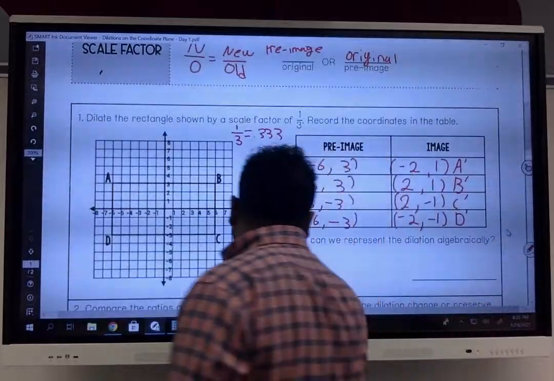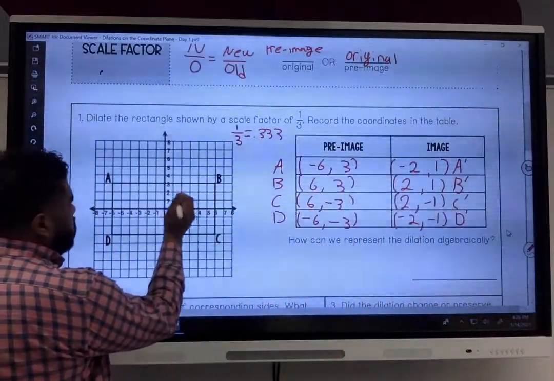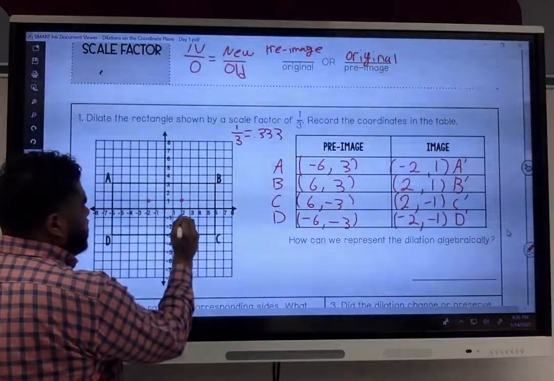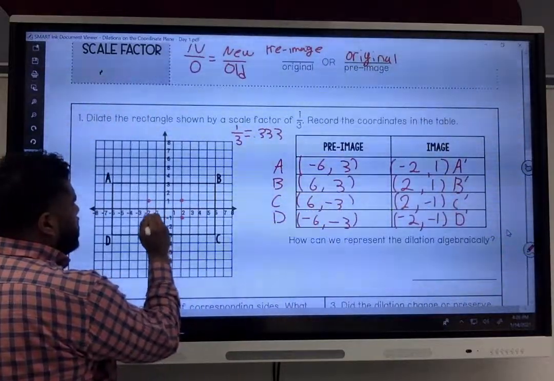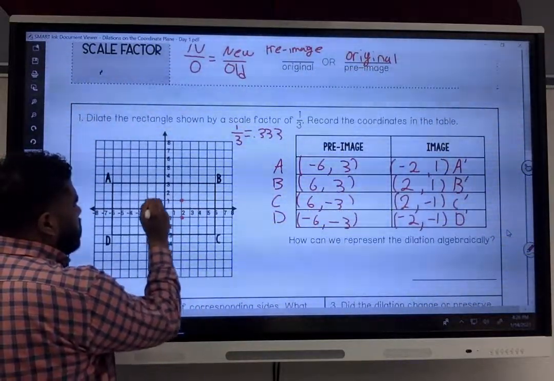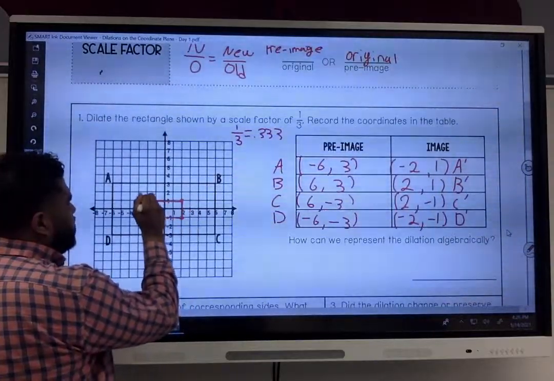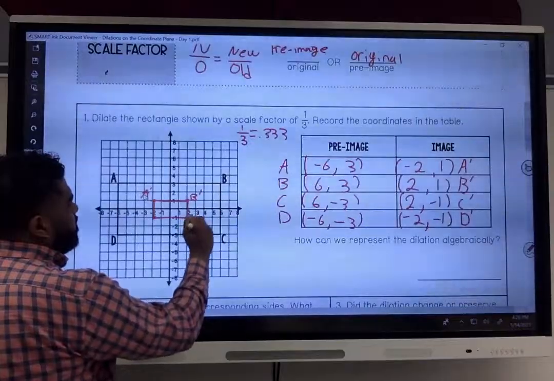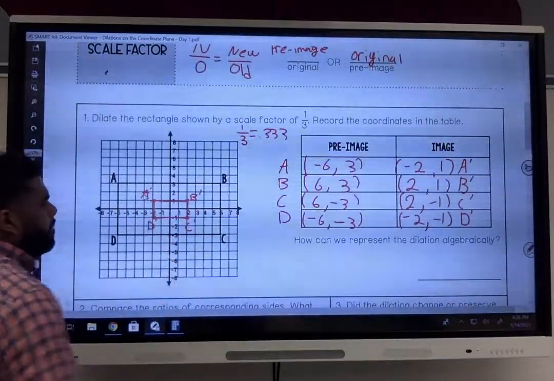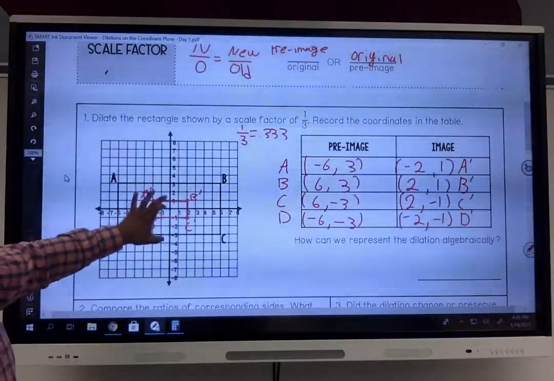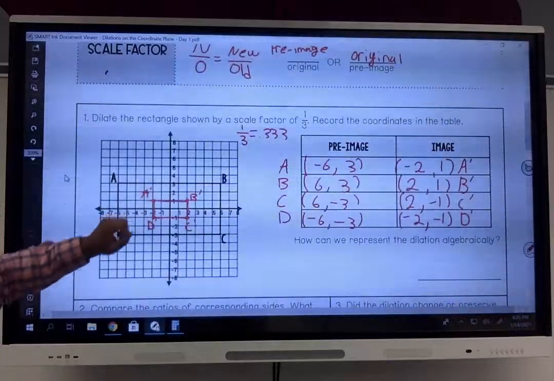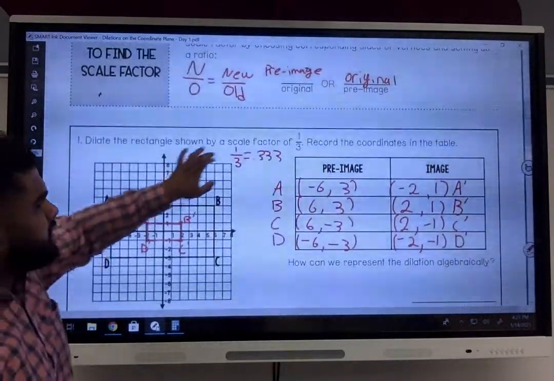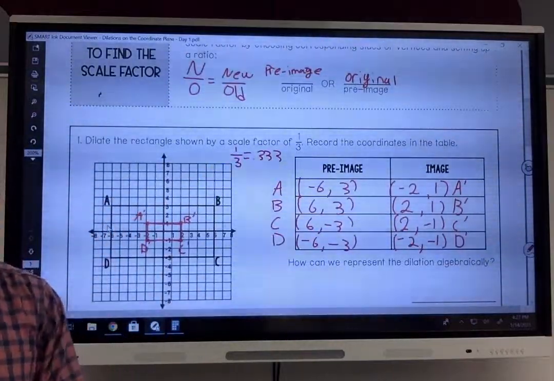So let's go ahead and plot these points. We've got -2 and 1, +2 and 1, +2 and -1, and then -2 and -1. Okay. So these are new points. A prime, B prime, C prime, and D prime. Okay. So now I know that this rectangle is 1/3 the size of this bigger rectangle because that's how much we shrunk it with our scale factor.